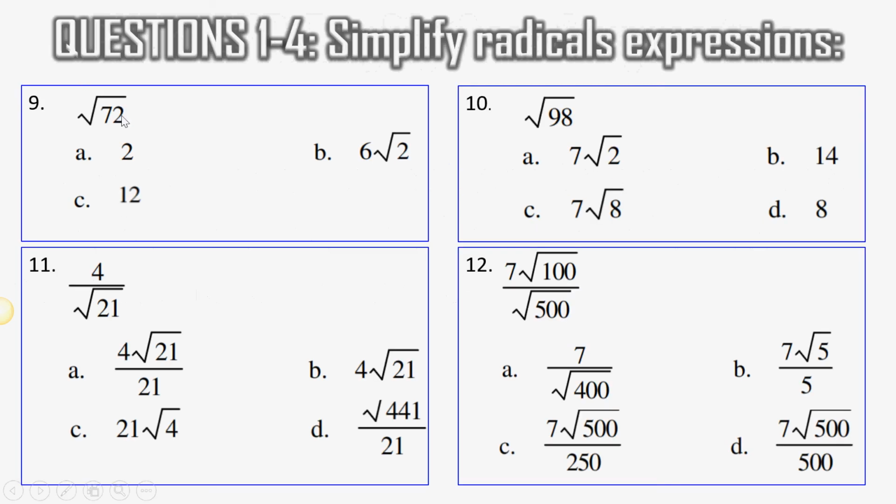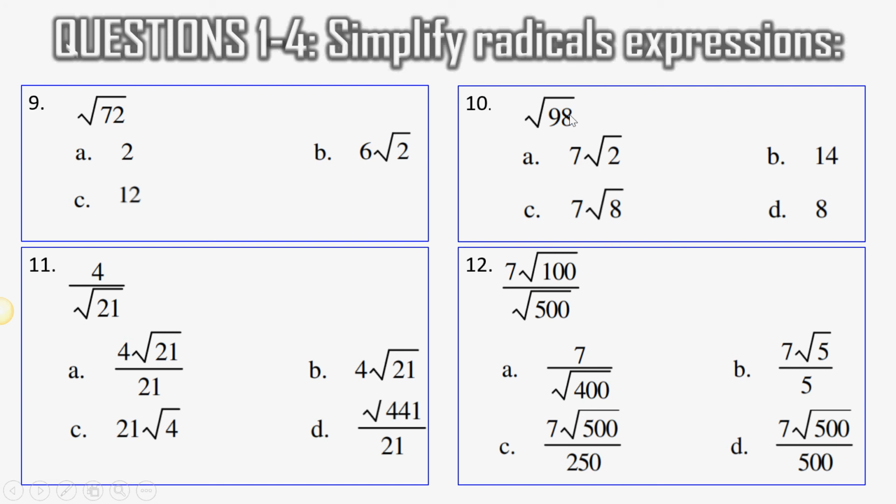Radical 72. I'm going to jump ahead and say there is a way to work backwards. If the square root of this is my answer, then the answer squared should give me this number. Well, we know 2 squared, that's 2 times 2, gives me 4. That can't be it. 12 squared is 12 times 12. That can't be it. But 6 radical 2 squared would be like saying 6 times 6, which is 36, and radical 2 times radical 2, which is 2. So 36 times 2 is 72.